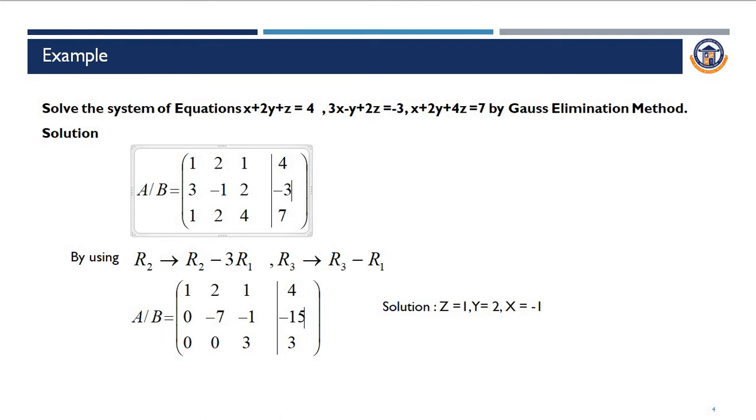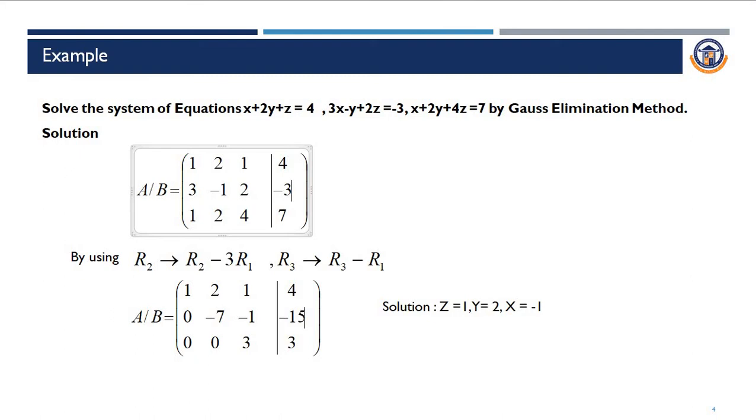I can rewrite this matrix as an equation. So I can write 0x plus 0y plus 3z equal to 3. If I solve, I will get z equal to 1. In a similar manner, 0x minus 7y minus z equal to minus 15. If I substitute the z value here, then I will get the y value as 2. In the same manner, I can rewrite this as an equation x plus 2y plus z equal to 4. Then I can substitute all these values, and I will get x equal to minus 1. So these are all the solutions of the equations: x equal to minus 1, y equal to 2, z equal to 1.